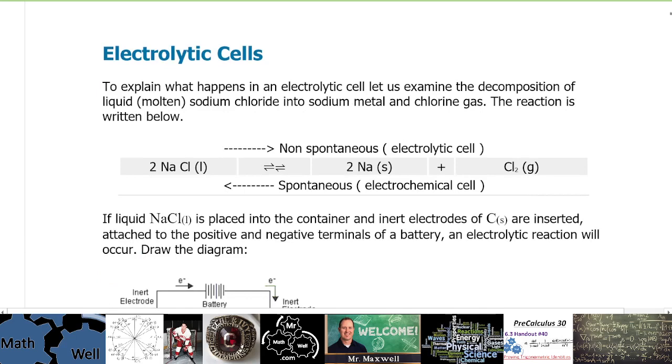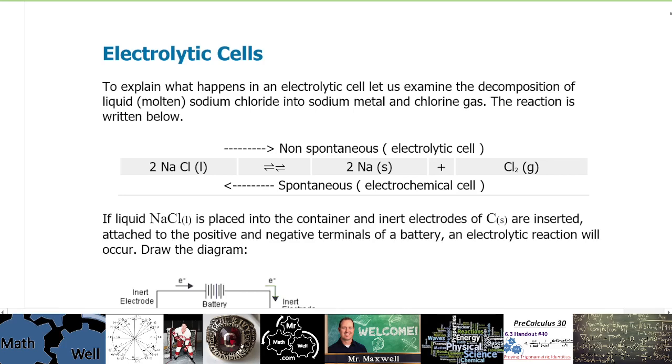All right, electrolytic cells. To explain what happens in an electrolytic cell, let us examine the decomposition of liquid or molten sodium chloride. Important to note, this is not aqueous. This is liquid sodium chloride, okay? So don't get confused. We don't have any water molecules in here. It's not aqueous anything, okay?